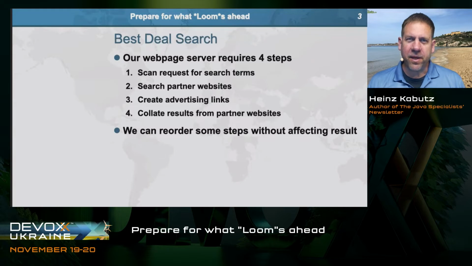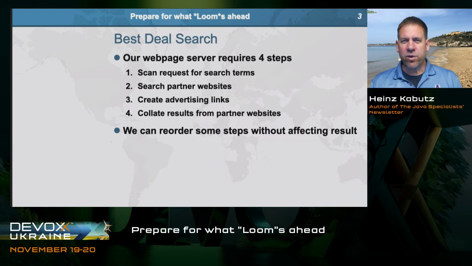So I've got a little example here, and I'm going to go through it quickly just to show you the idea of where this can be useful. Let's say I've got a web page server that requires 4 different steps. I need to first scan the request that comes in for search terms. Then I want to search the partner websites, create an advertising link, and last, collate from the partner websites and show the website.